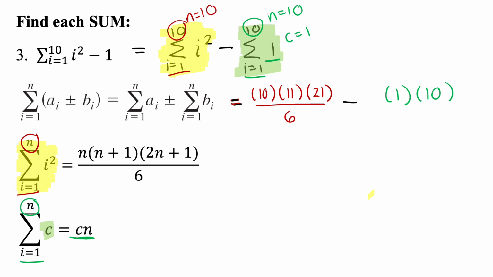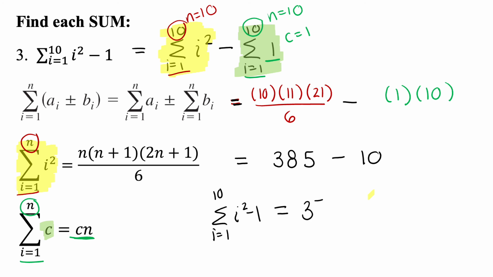So now we can go ahead and simplify. So 10 times 11 times 21 gives me 2,310, and then we divide that by 6, and we get 385, minus 1 times 10 is just 10. So the summation from when i equals 1 to 10 of i squared minus 1 is just going to be equal to 375.